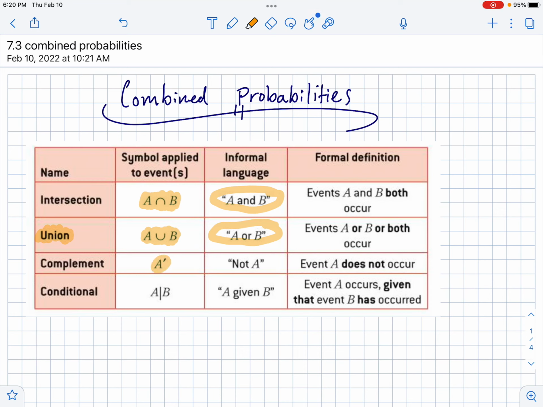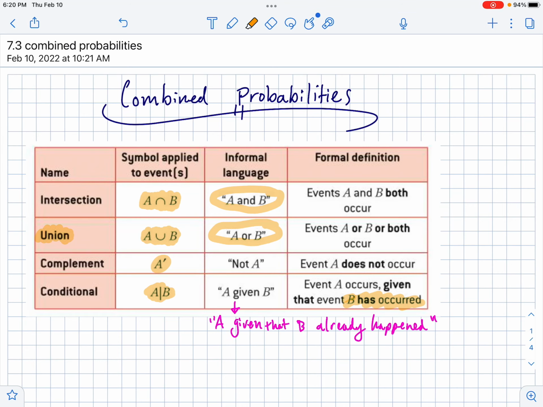If you put a little apostrophe on an event, that means not A, the event that A does not occur. And then we're also going to talk a little bit about conditional probability, which is A and then a vertical line B. That means A given that B already happened. So I'm going to put in a little addendum here that this is A given that B already happened. Which I guess they kind of say here when B has occurred.